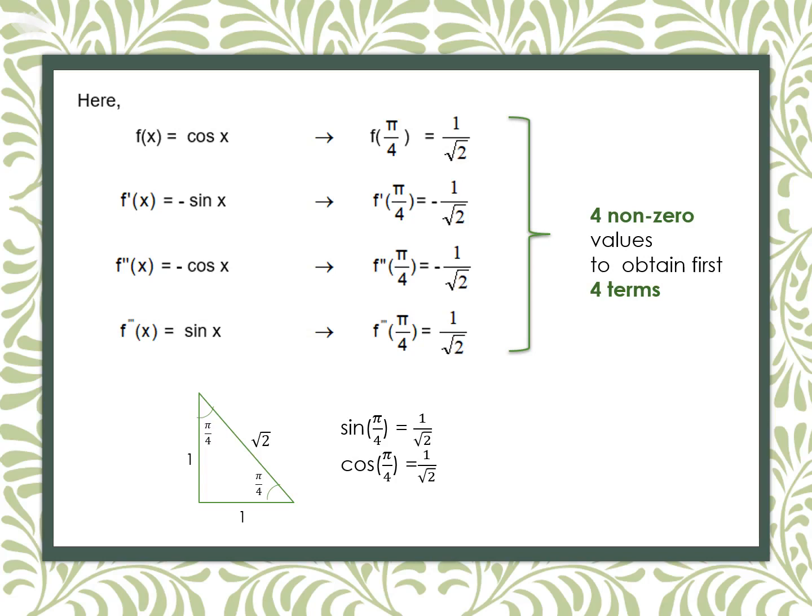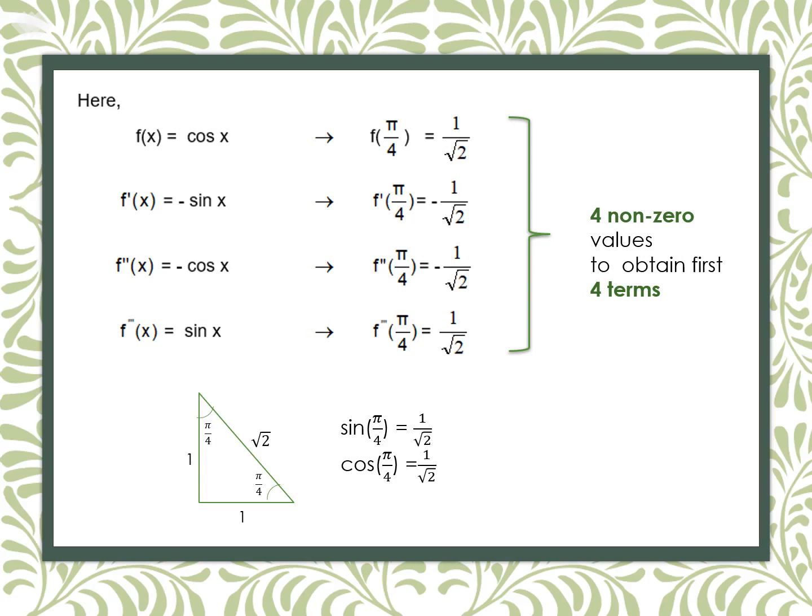Next, replace all the x with pi over 4. You will obtain f(pi over 4) is 1 over square root 2. f prime (pi over 4) is negative 1 over square root 2. f double prime (pi over 4) equal to negative 1 over square root 2. And f triple prime (pi over 4) equal to 1 over square root 2. So here we have four non-zero values.